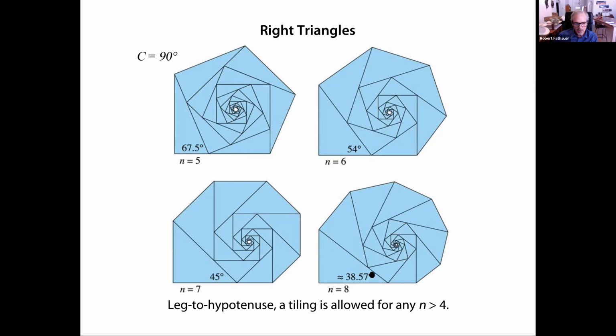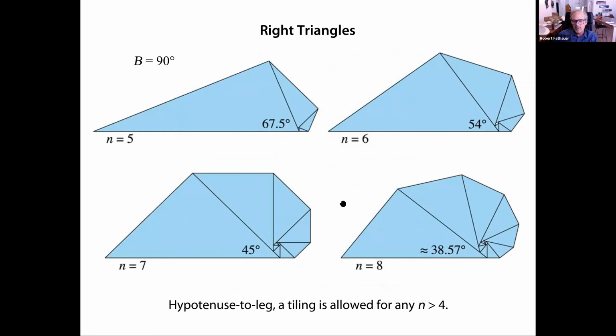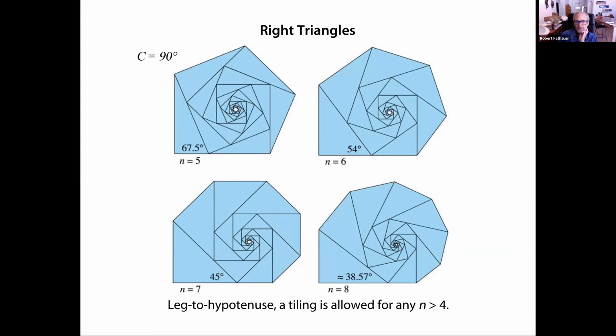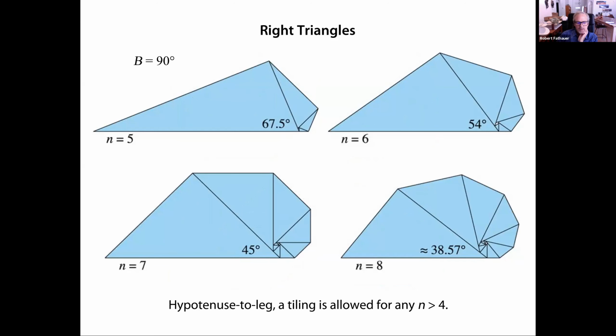If we go to the other case, the hypotenuse to leg case, we find the same triangles for the same numbers of n, but the way they fit together is different. So it gets quite a different appearance with the same set of triangles. Again, that's leg to hypotenuse, and that's hypotenuse to leg.